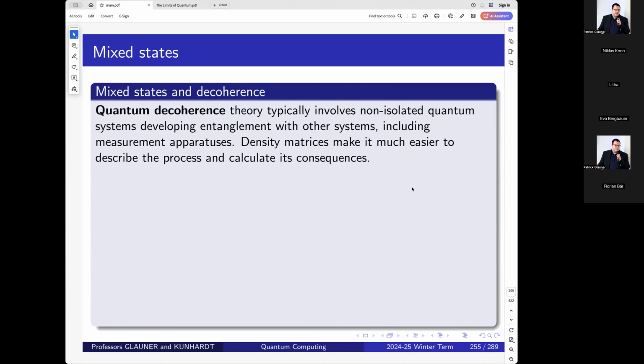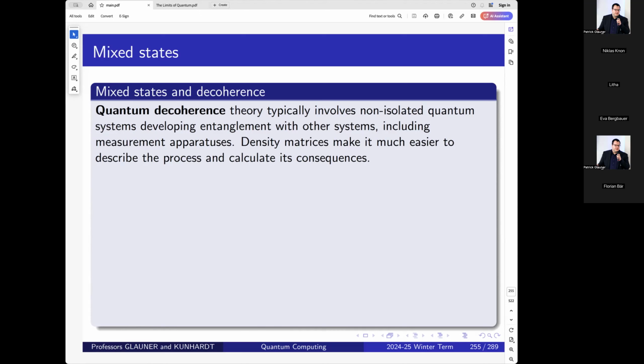Mixed states are also relevant in quantum computing in relation to decoherence. So decoherence is something I had talked about a little bit, Horst had talked a little bit about, and next week in Horst's lecture, he'll provide a little bit more insights into decoherence when we look at concrete quantum computers.